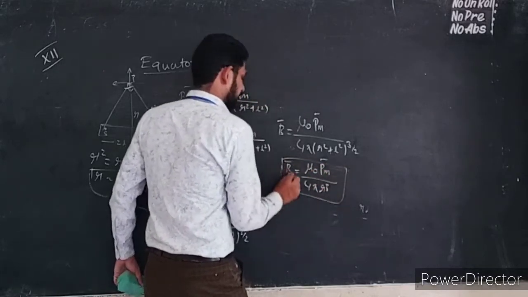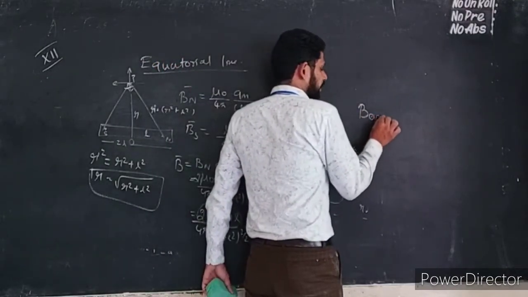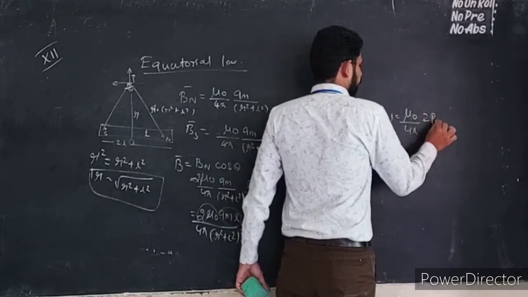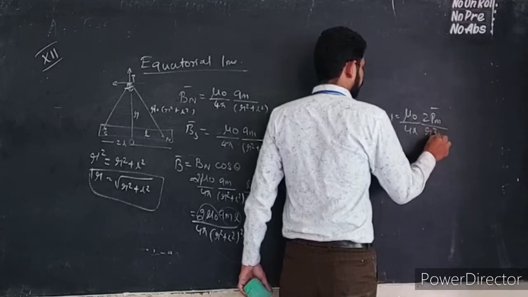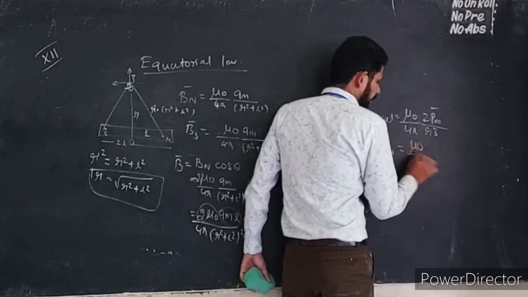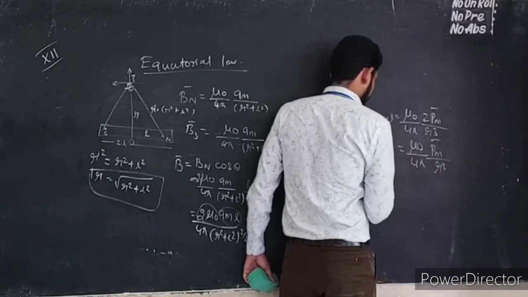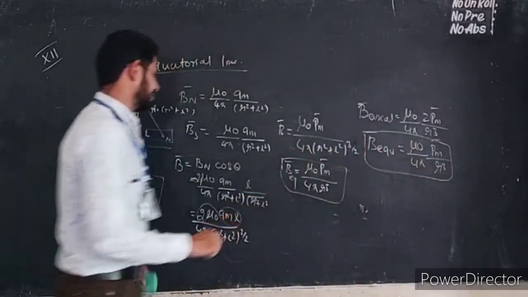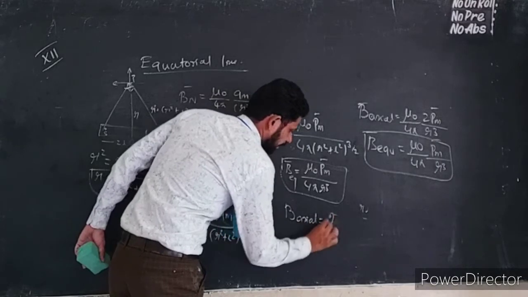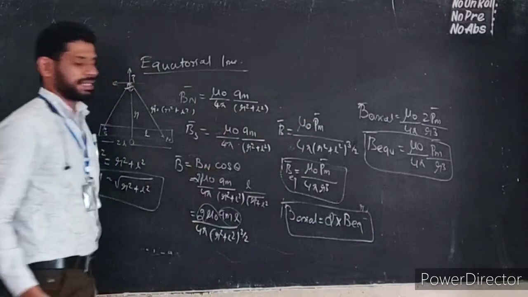This is due to the equator line. So the magnetic field due to the axial line will be equal to mu naught by 4 pi times the magnetic dipole moment divided by r cube. The magnetic field due to the equator will be equal to mu naught by 4 pi times the magnetic dipole moment by r cube. So B axial, the magnetic field due to the axial line, is equal to 2 times B equatorial.